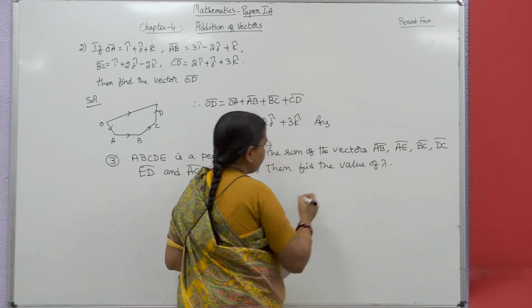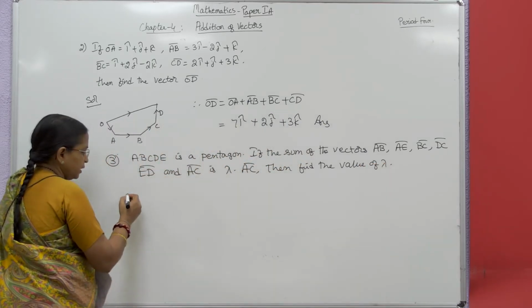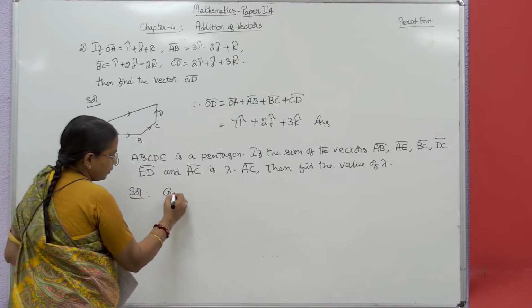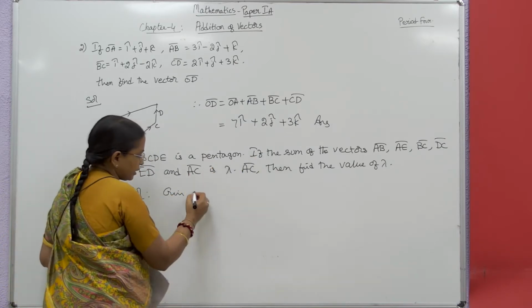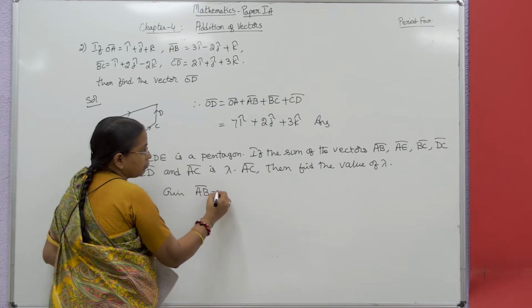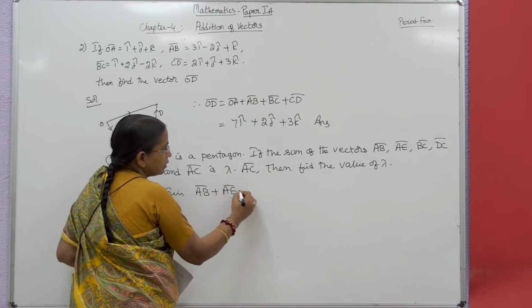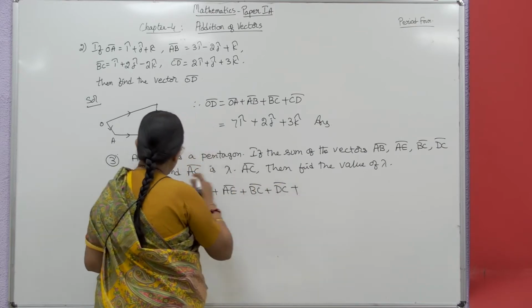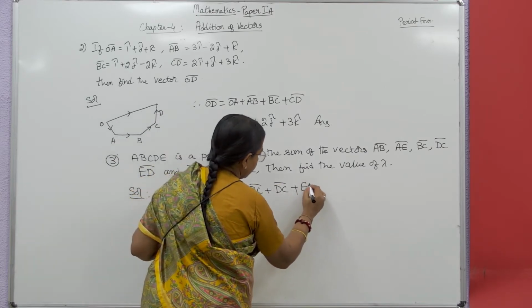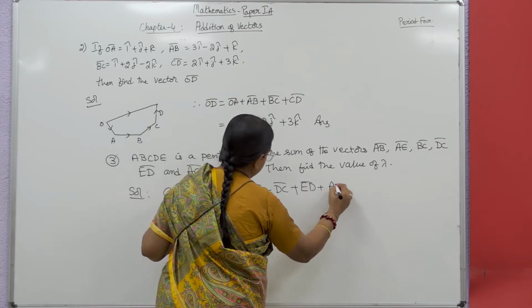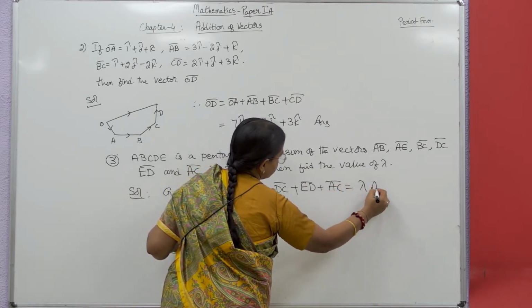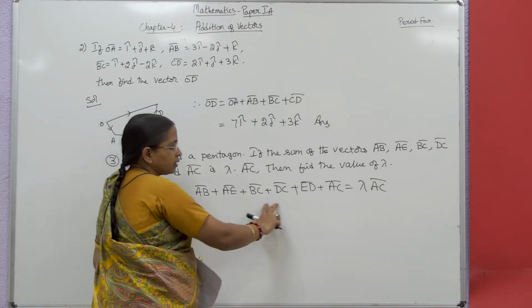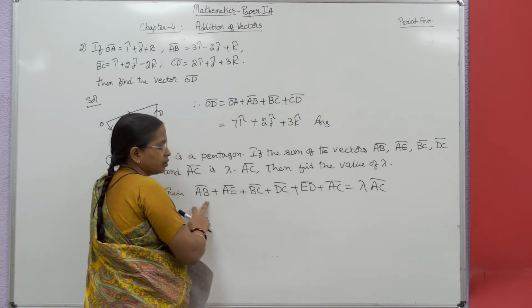This is the problem. So what is given? ABCDE is a pentagon. Then what is given? You are given that the sum of all the vectors: AB plus AE plus BC plus DC plus ED plus AC is equal to lambda times AC. So now what you should do is simplify all this and write it in terms of AC.